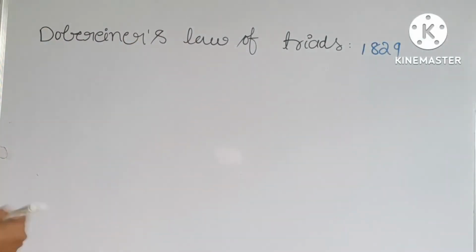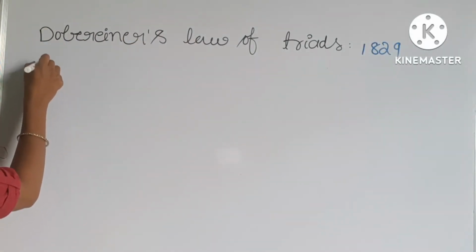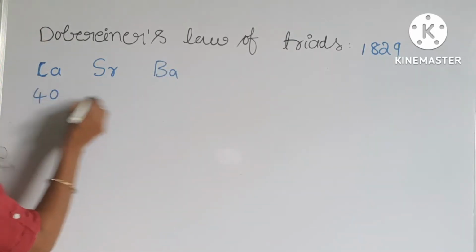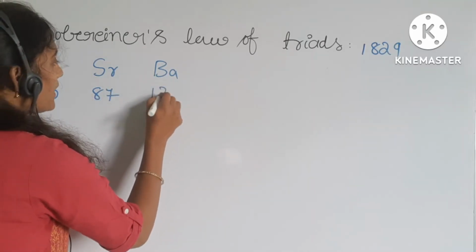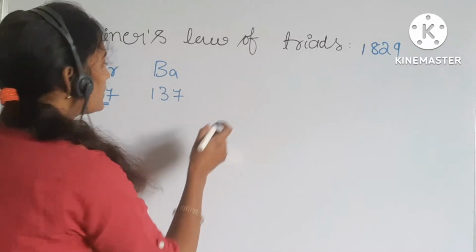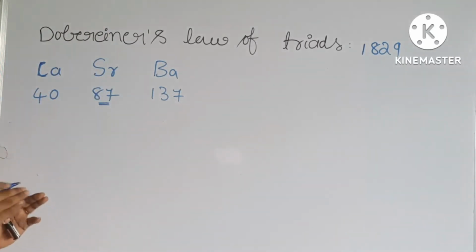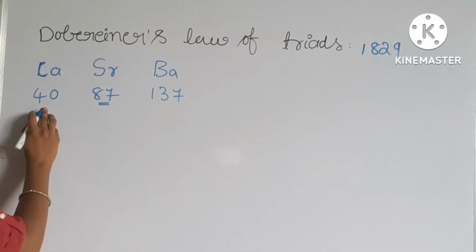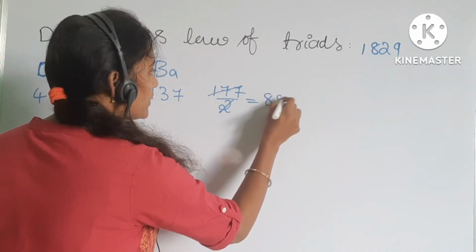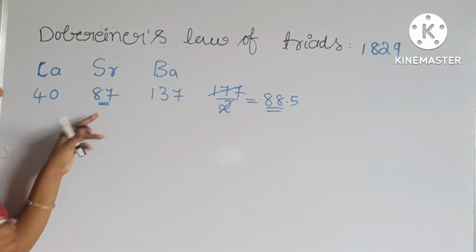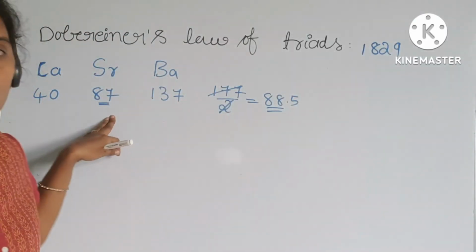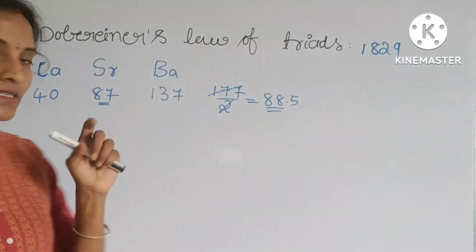You can see some examples. Calcium, strontium, barium. Calcium is 40, strontium is 87, barium is 137. This is the first element, this is the middle element, and this is the third element. You can take the arithmetic mean of the first and third elements. 137 plus 40 is equal to 177, divided by 2, that is 88.5, and this is 87. Actually he said approximately equal to the middle element's atomic weight, not exactly, so this is near that number, and we can call these three elements one triad.